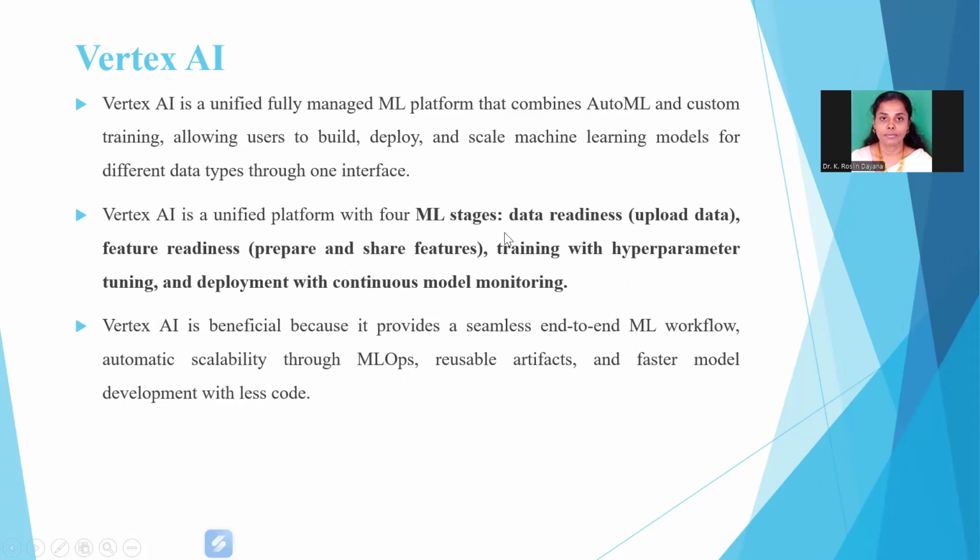The four stages in Vertex AI: first, data should be ready, then feature readiness. We should identify the data and what features are used for identifying it, and make it ready. Then training with hyperparameters, the training should be tuned, and finally the model should be deployed to detect the actual data.